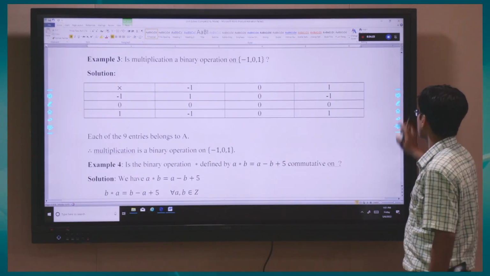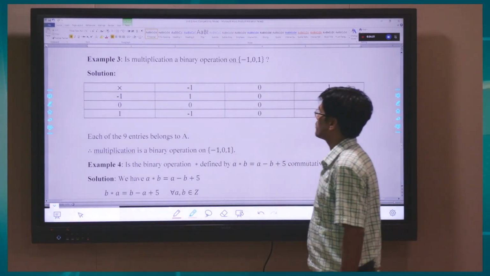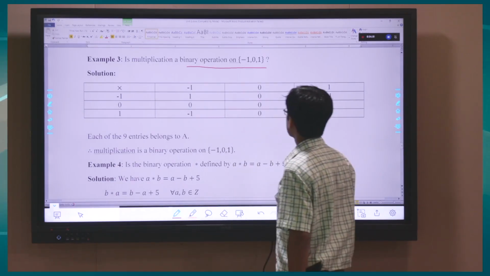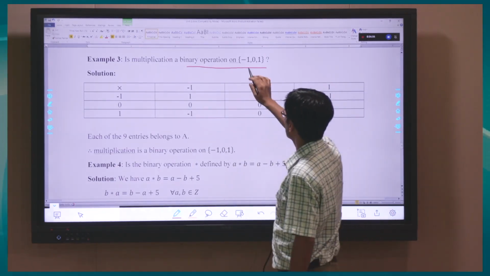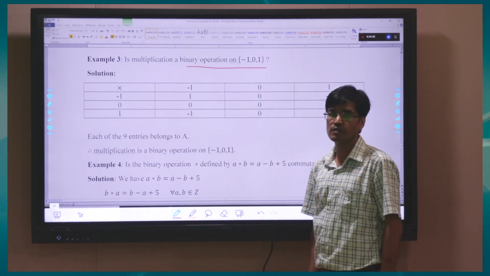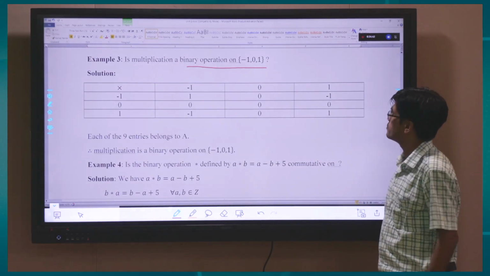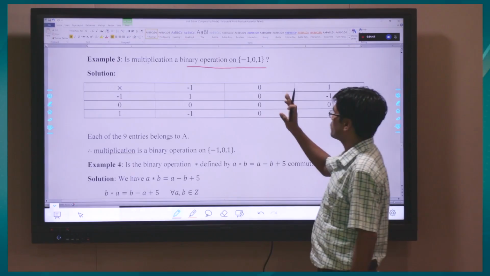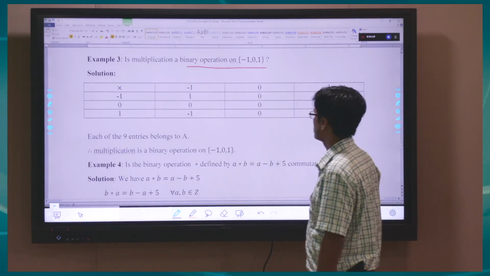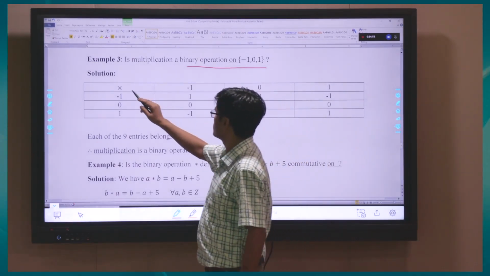Next, example 3. Here we have to find whether multiplication is a binary operation on the set consisting of the elements -1, 0, 1. So now we prove this result with the help of a composition table or operation table.